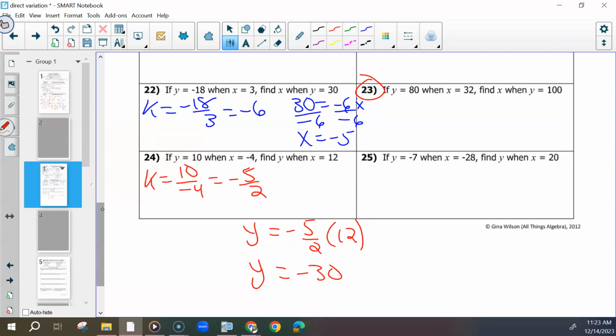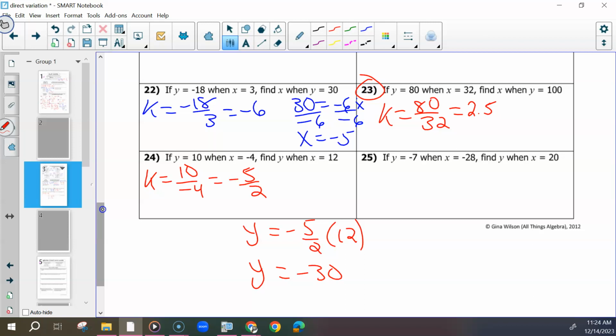Alright, for 23, let's find k by doing what? 80 over 32. Put that in your calculator. Alpha y equals 80 over 32. Simplify that. Yeah, let's do it as the decimal. 2.5. Okay, which would be 5 over 2 also. So 5 over 2 or 2.5.